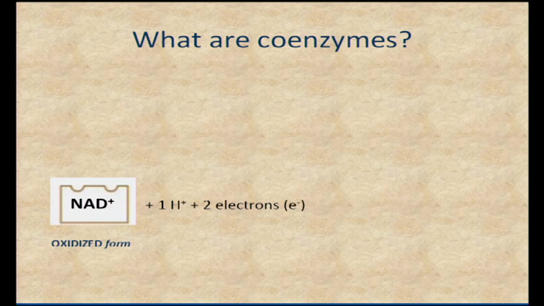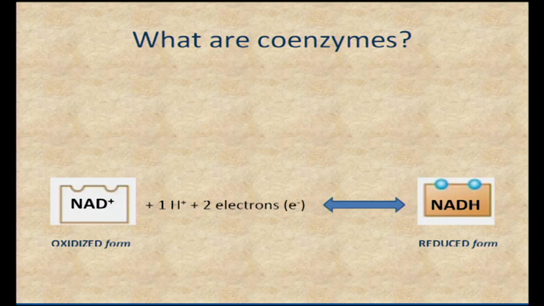Now, once we gain those electrons and that hydrogen ion, we have NADH, which is really the reduced form of NAD+. So you'll notice in this picture here, we have what's called a reversible chemical reaction. In other words, the NAD can go between the two forms, the oxidized form and the reduced form. Remember, a reduced molecule is one that gains electrons. An oxidized form is one that loses the electrons.